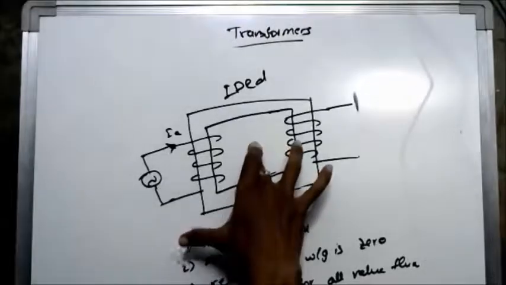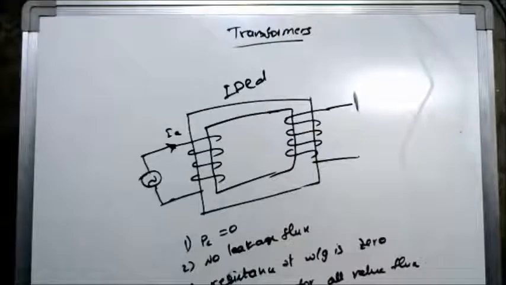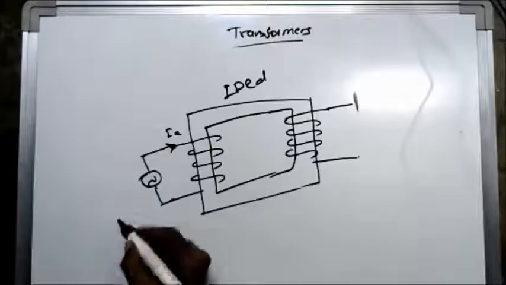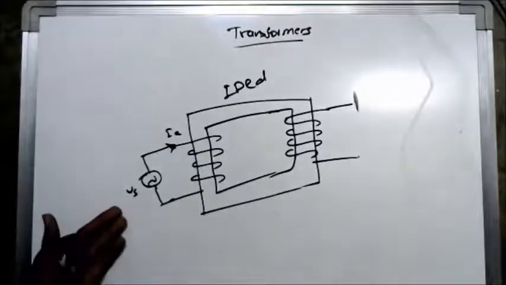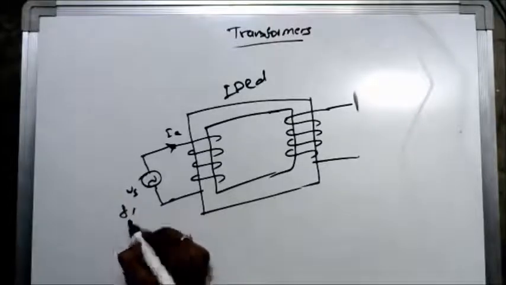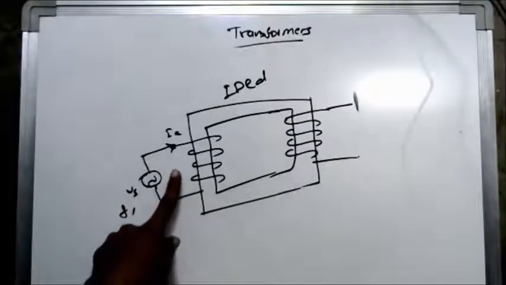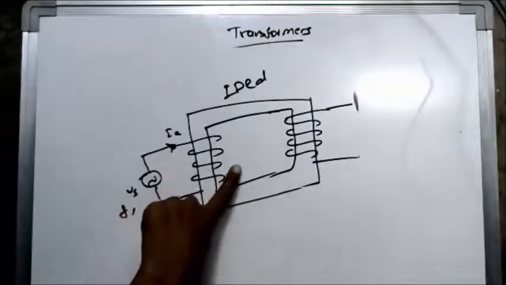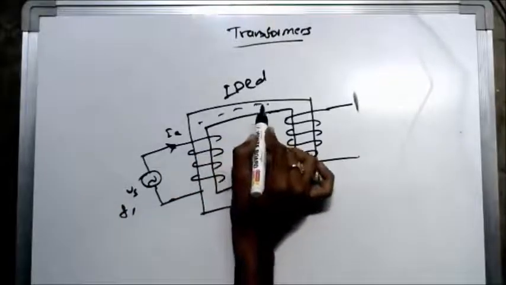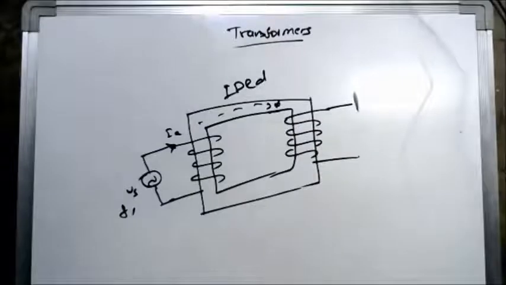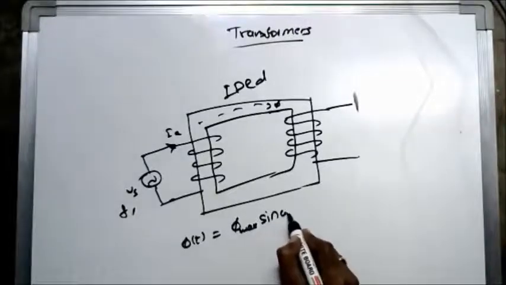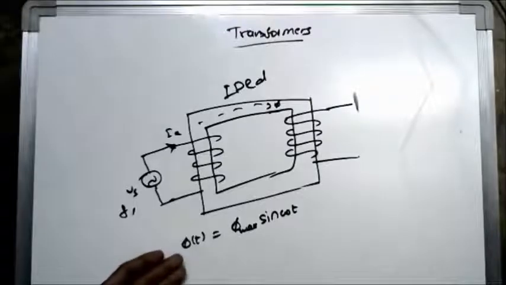Assume this transformer is ideal and under no load condition. Now take the condition: whenever we excite a primary winding with an AC source of frequency f, then we will get an exciting current IE, which is sinusoidal. Then there will be a flux phi, which is also sinusoidal. So we can write phi of t is equal to phi maximum sin omega t.